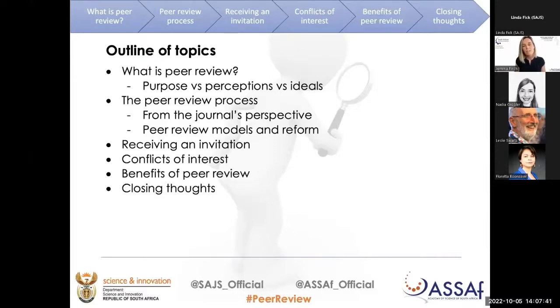One of the main considerations around accepting an invitation to peer review is the idea of conflicts of interest. So that I'm going to cover in some detail. I then want to summarize for you some of the reasons why we would encourage you to start peer reviewing, some of the benefits to you as a scientist, and then just some closing remarks.